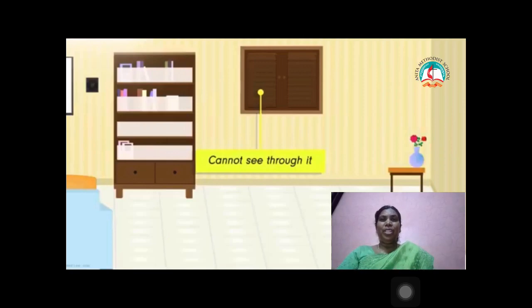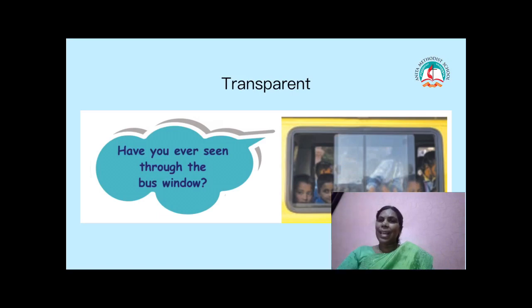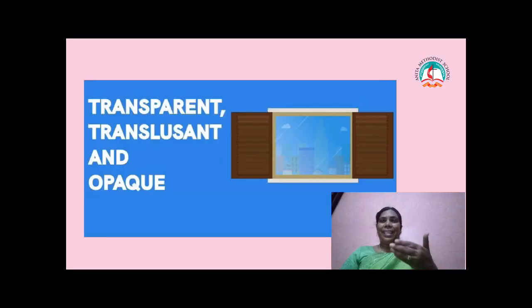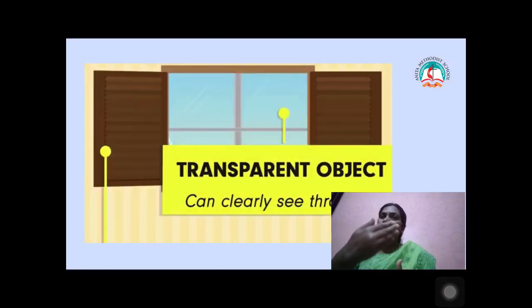Did you see the wooden windows? When you're sitting inside the house and the wooden window is closed, you want to see something outside. Can you see, children? No, you can't see. Then you can open the window. When you open the window, there is a glass window there. From this glass window, you can see something outside. How are you seeing that? The light is passing through the glass. It helps us to see the things outside.